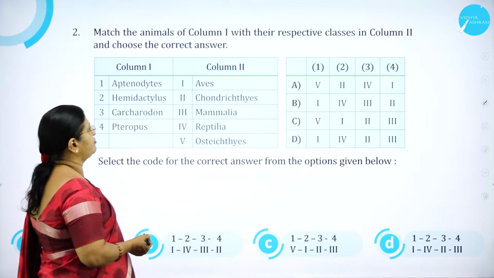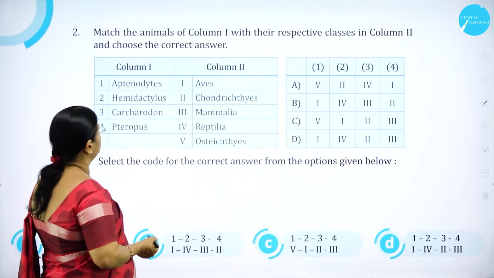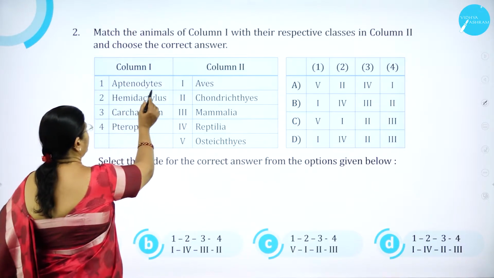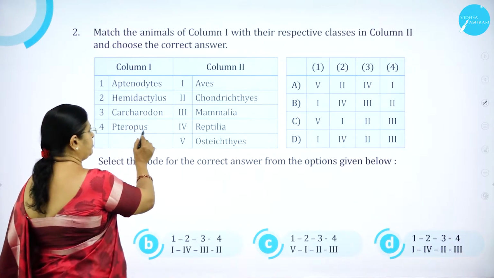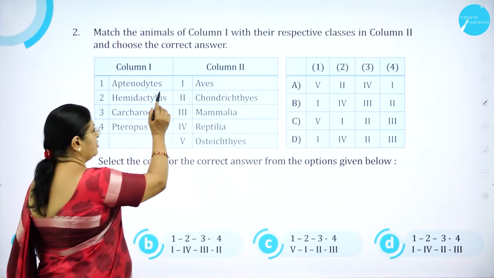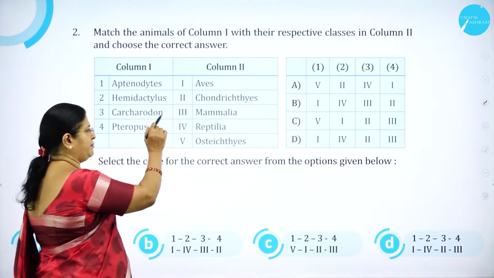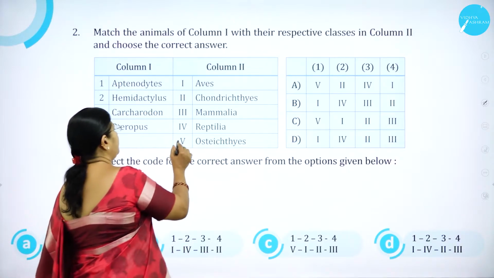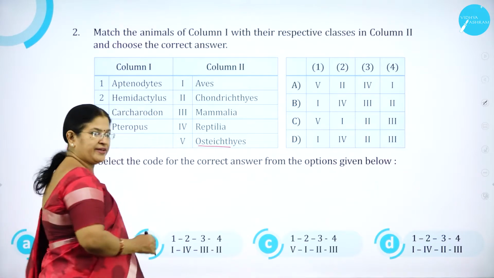Match the animals of column 1 with the respective classes in column 2 and choose the correct answer. Column 1: Aptenodytes, Hemidactylus, Carcharodon, Pteropus. Column 2: 1, Aves; 2, Chondrichthyes; 3, Mammalia; 4, Reptilia; and 5, Osteichthyes. Actually, here only 4 options are there, right?